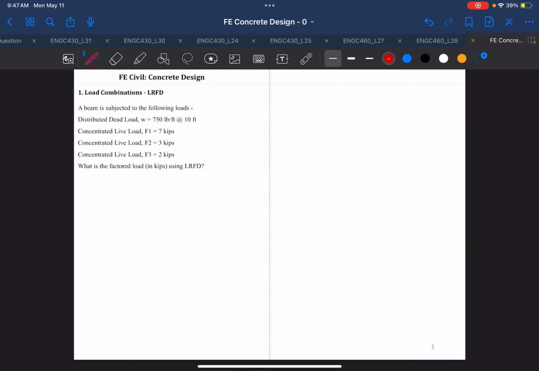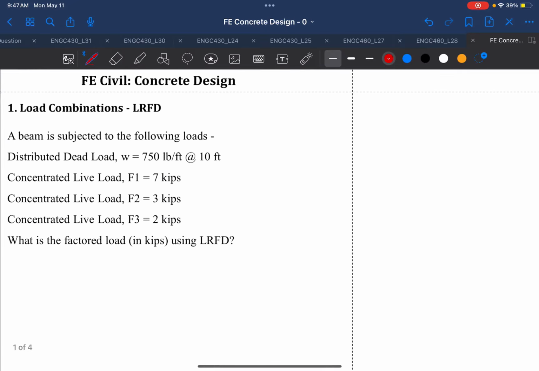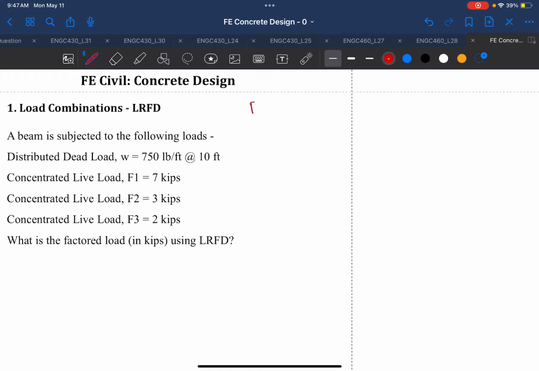Hello everyone. Today we are going to focus on the FE Civil for structural design load. This is in your FE manual, on page 272, which deals with finding the design load using different load combinations.